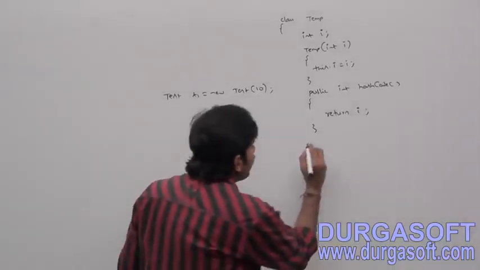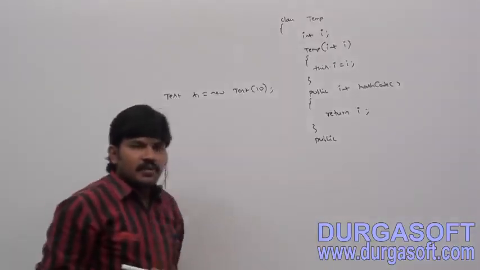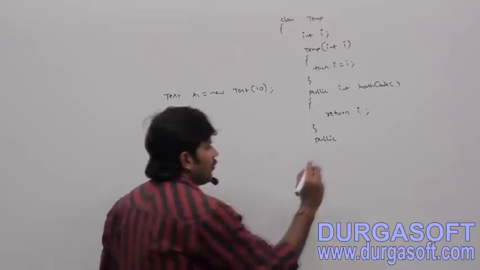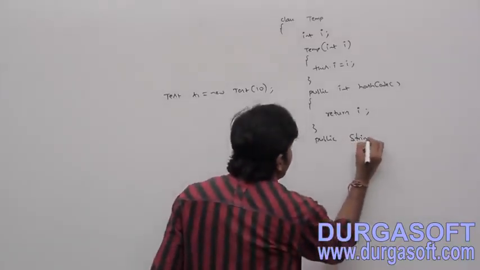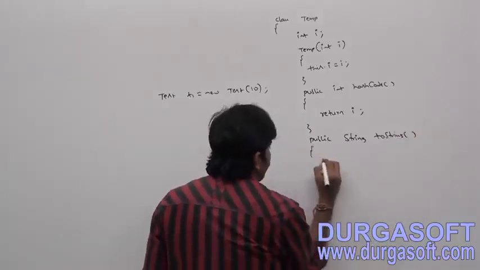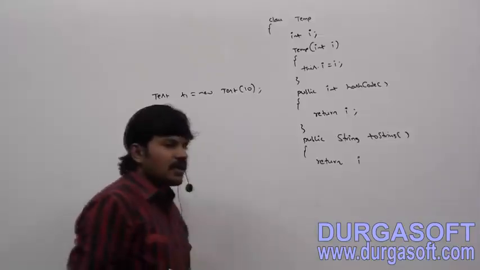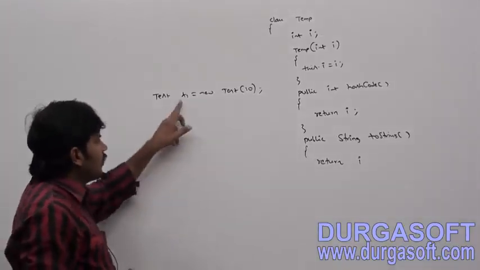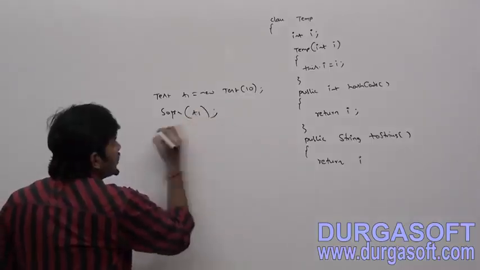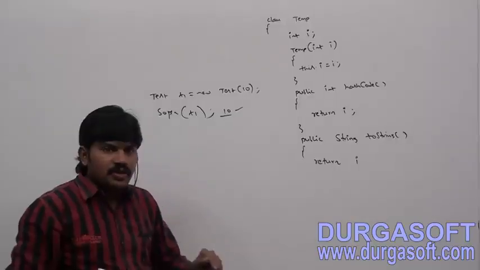Next, whenever I try to print a Temp object, internally which method will be called? The toString method will be called: public String toString() { return i value }. Sir, can you please print i as it is? If I print System.out.println(t1), the answer I am expecting is its i value, which is 10. So I have to override the toString method.